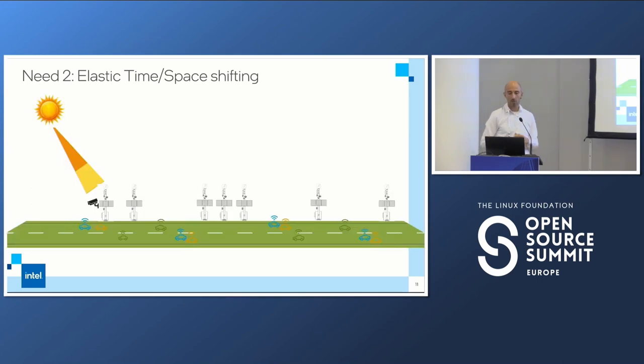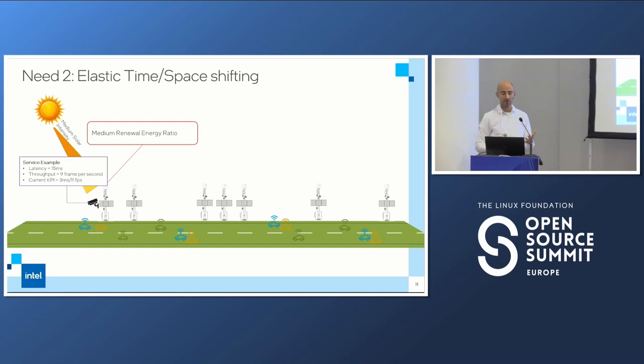So what we are looking at in this area is, for example, in the previous example that I was talking about on the corridor, you may have a roadside unit that at a given point in time is processing a video analytics service for this camera, maybe identifying cars or identifying accidents or objects that may become a threat for the cars driving there.